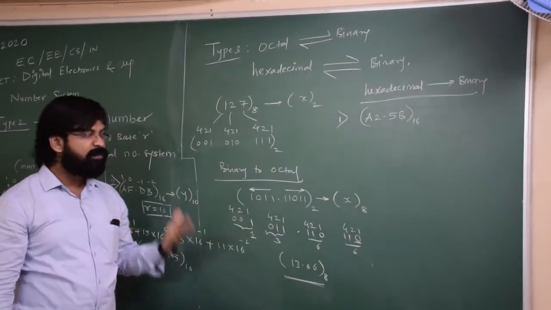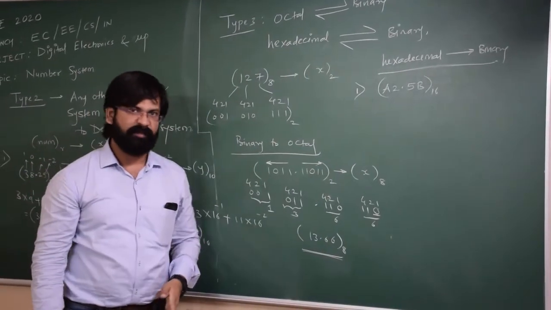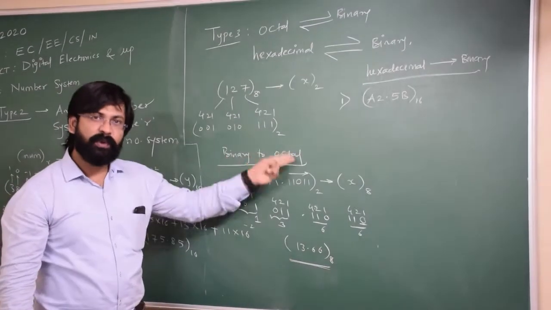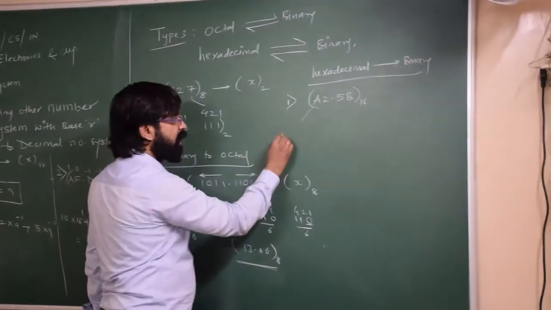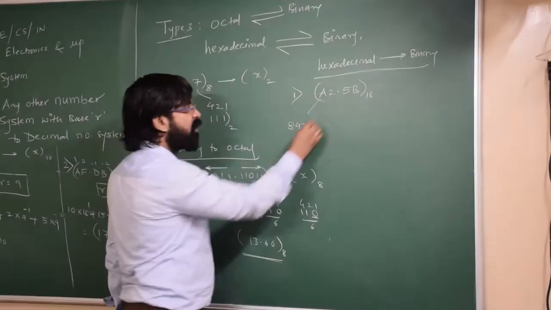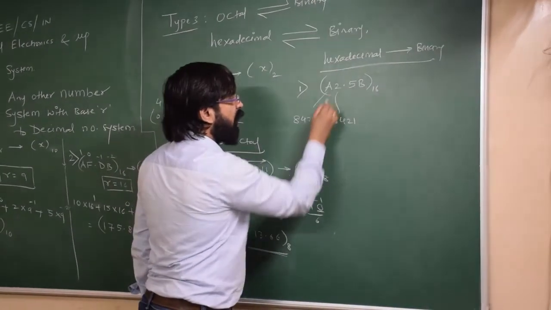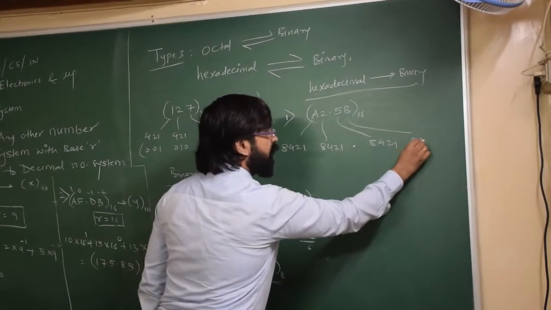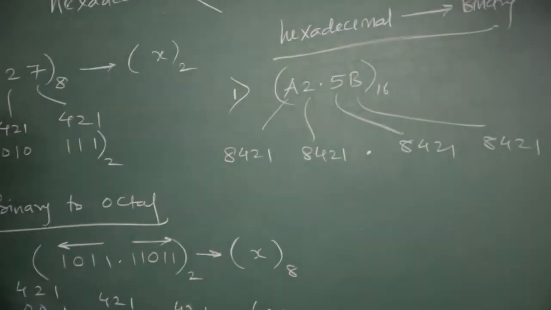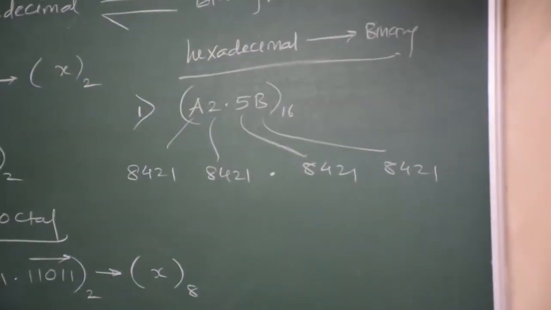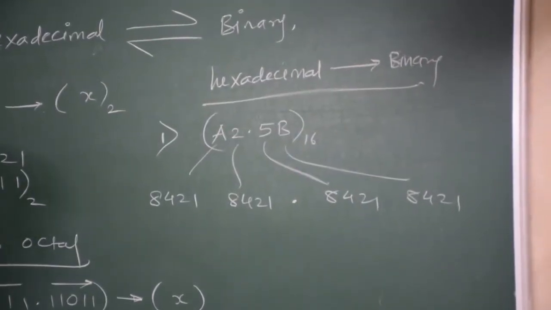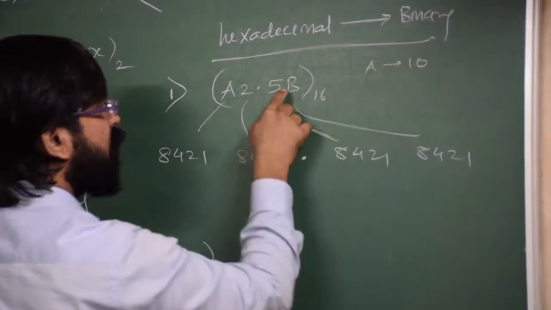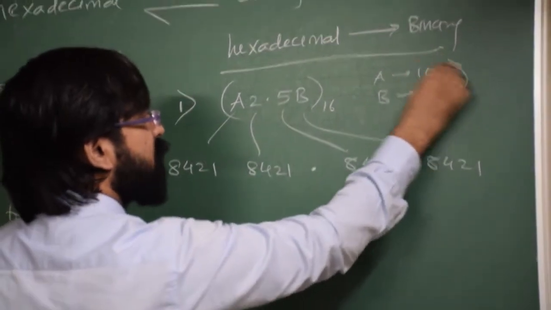In hexadecimal we express every digit with a 4-bit binary number, meaning that the weights will not be only 4 2 1, the weights will now be 8 4 2 1. Below A you have to write 8 4 2 1, below 2 you write 8 4 2 1, after that there is a decimal point, below 5 you write 8 4 2 1, below B you write 8 4 2 1. If you remember, whenever alphabets come you have to replace them with a decimal equivalent. So A is replaced with 10, and B is obviously 11.